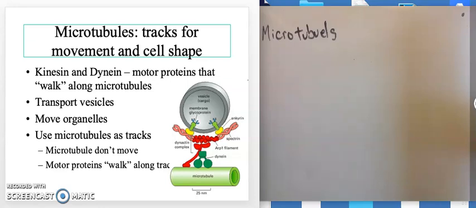There are different motor proteins that work with microtubules. So kinesin actually walks from the centrosome out to the edge of the cell, and then dynein actually walks from the edge of the cell back toward the centrosome. So one function of microtubules is they do transport of vesicles within the cell.